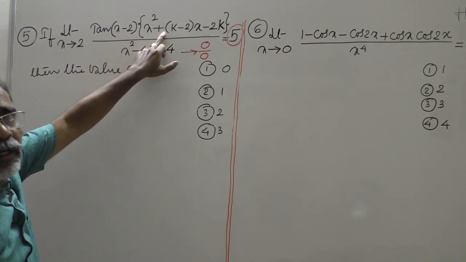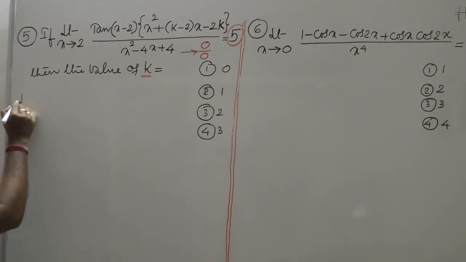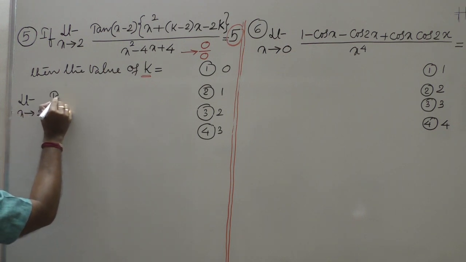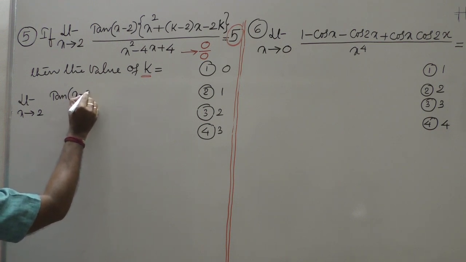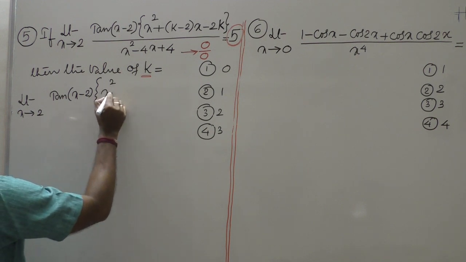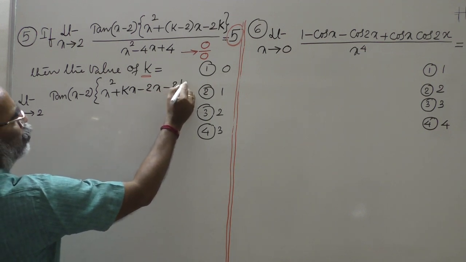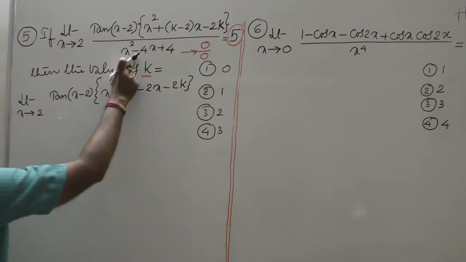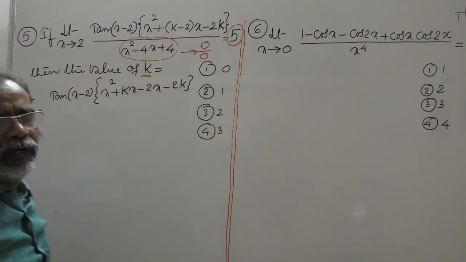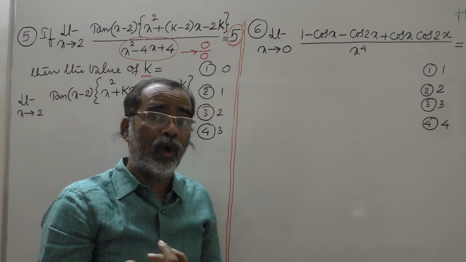Here a product is there, so differentiating is not that simple. So what I do, I will take this, listen carefully. Limit x tends to 2, what is there? Tan of x minus 2 into, here I will expand this, x square plus kx minus 2x minus 2k. And what is there in the denominator? This expression can be written as x square minus 4x plus 4. You can write this as x minus 2 whole square.